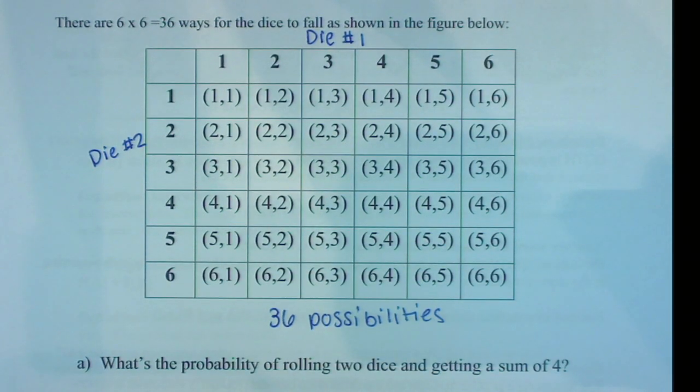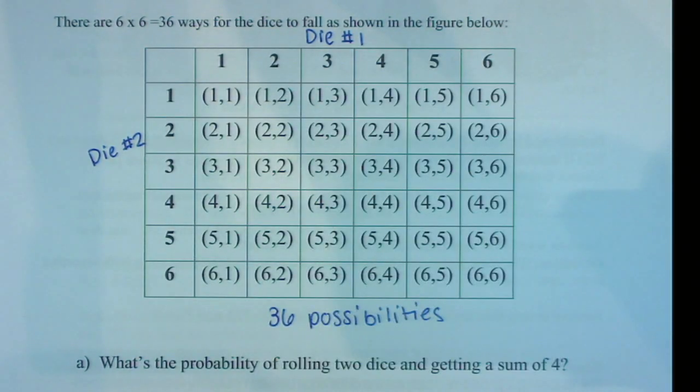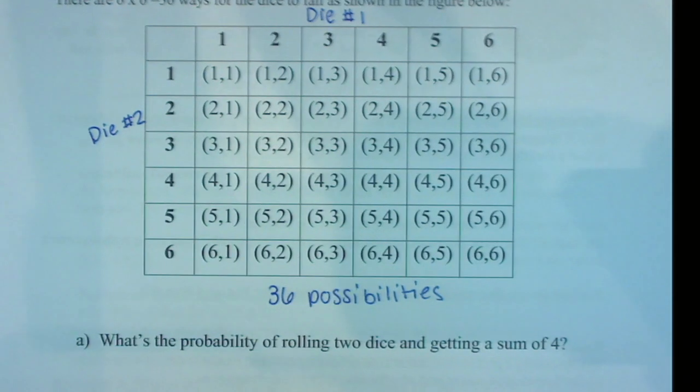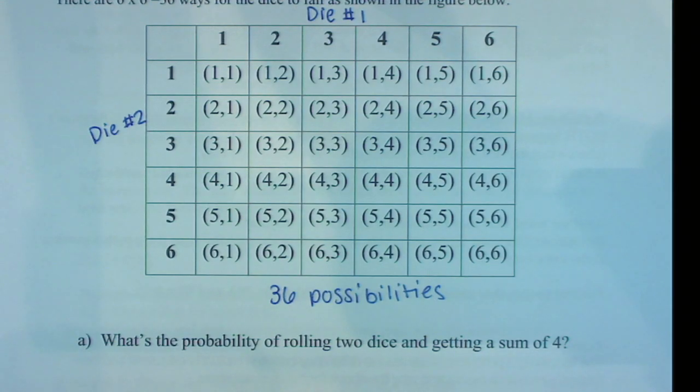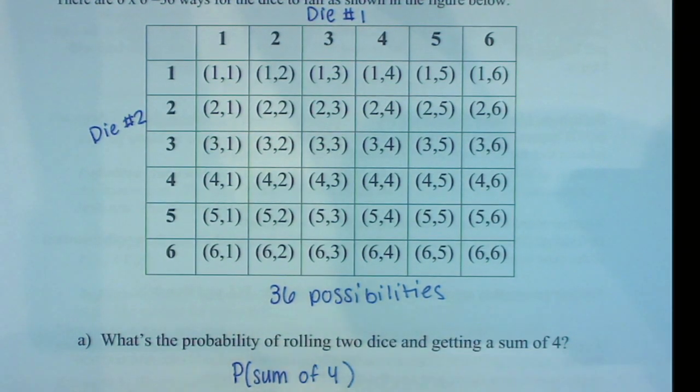So if I have this picture, and you can always make this picture, right? You could say you could get a 1 and a 1, you could get a 2 and a 2, you could get a 1 and a 2, etc. We could list the whole sample space. But if I have this picture answering this question, it says, what's the probability of rolling 2 dice and getting a sum of 4? So what's the chance of getting a sum of 4?